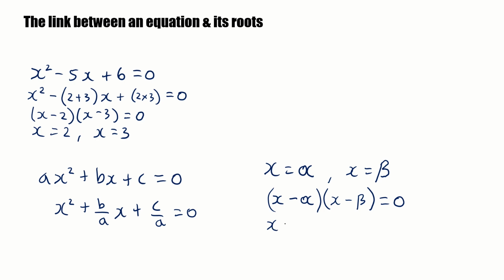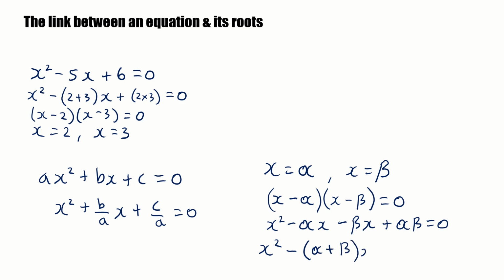And if you were to then multiply out the brackets in that case, then the quadratic would be rewritten as x squared minus alpha lots of x minus beta lots of x plus alpha times by beta equals 0. And what that would mean is that we'd end up with x squared minus alpha plus beta lots of x plus alpha beta.